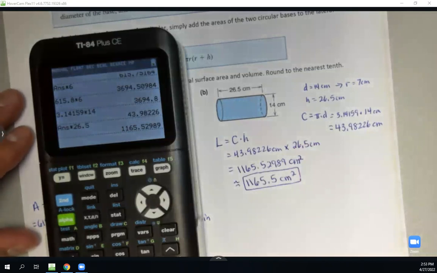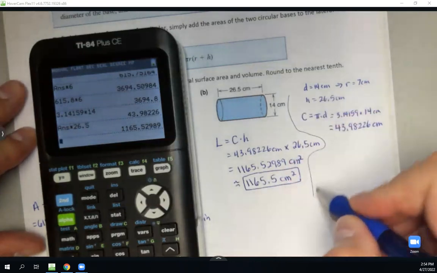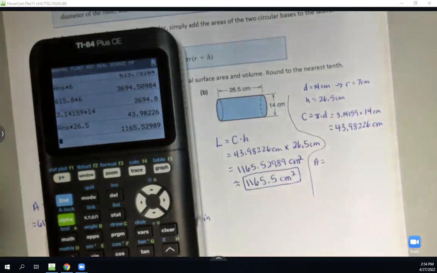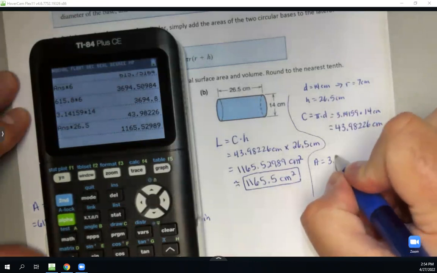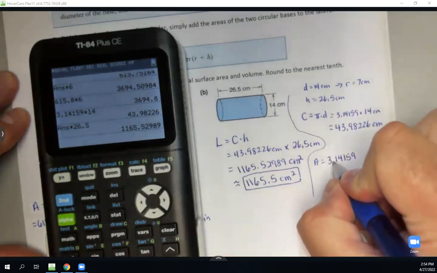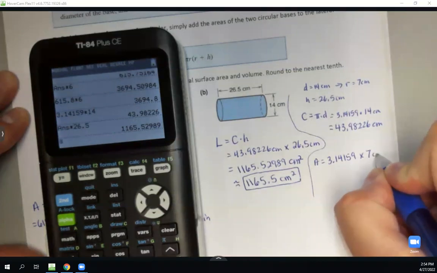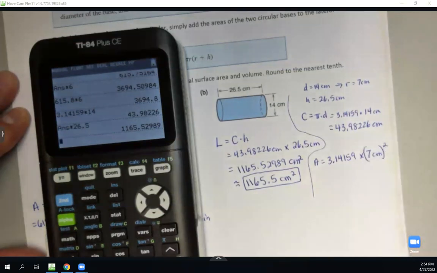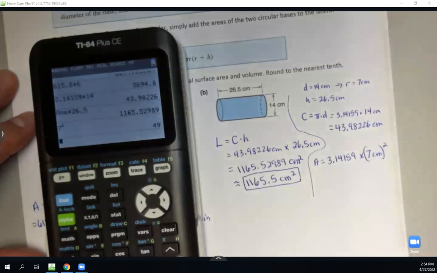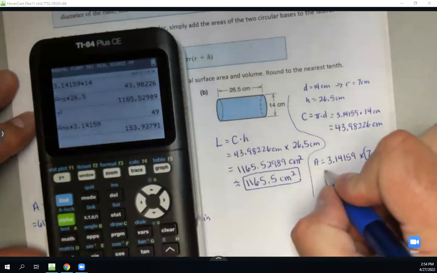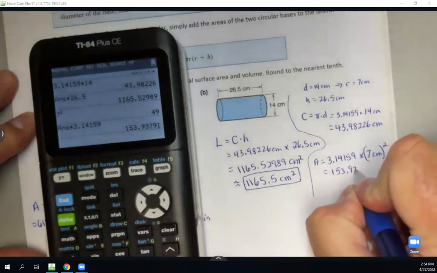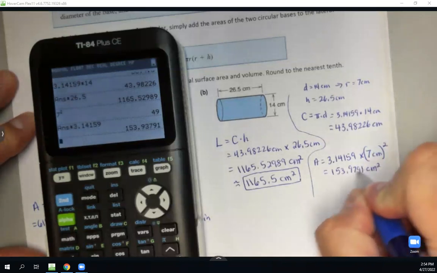To find the volume, I need to find the area of the circle and then take it times the 26.5. So the area of my circle is, again, pi r squared. So that's going to be 3.14159 times 7 centimeters squared. Well, 7 squared is 49, and 49 times 3.14159 is 153.9791 square centimeters.